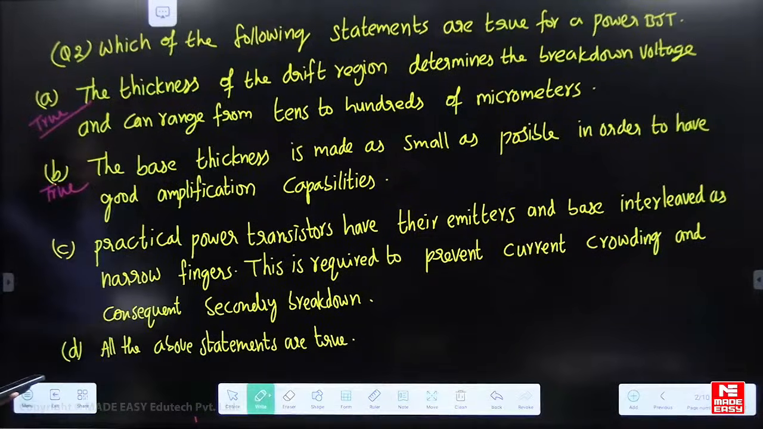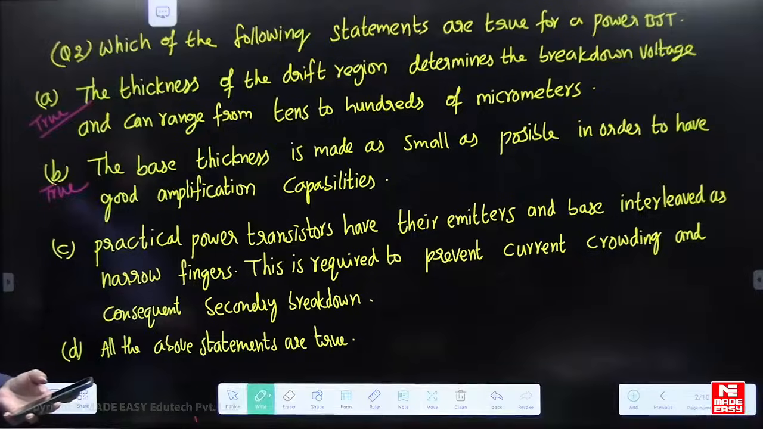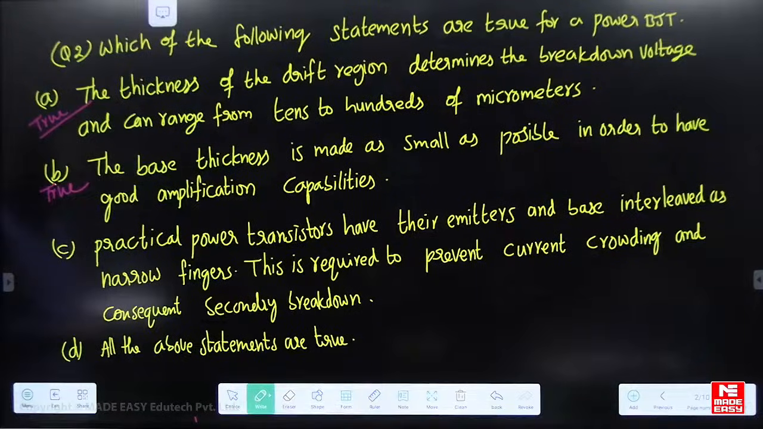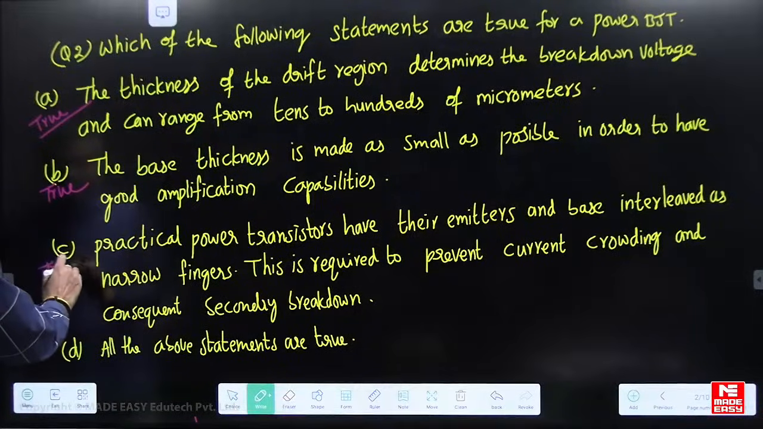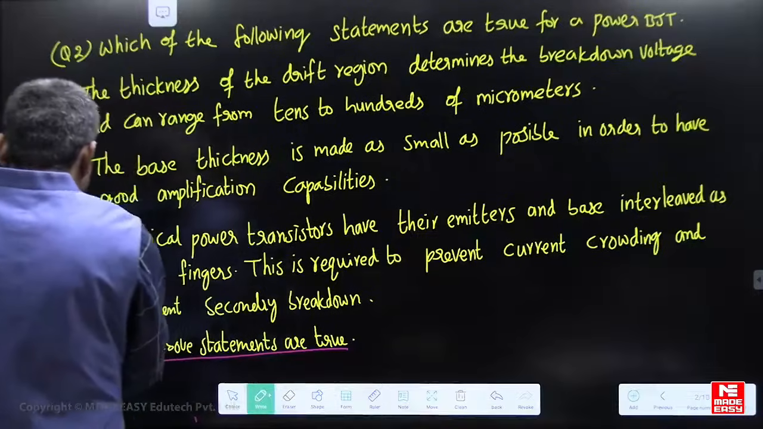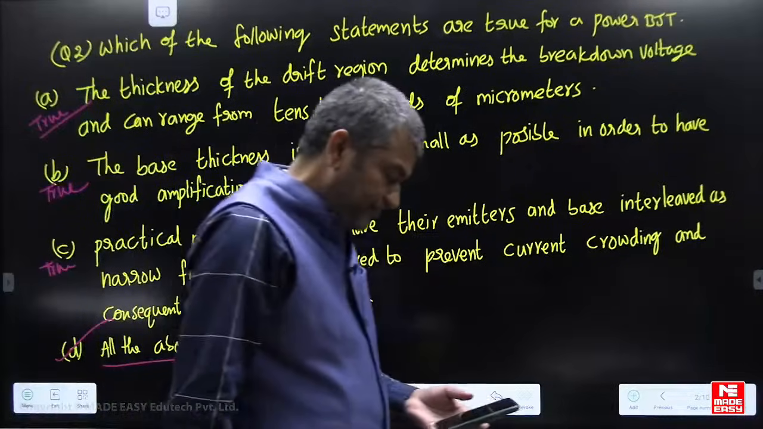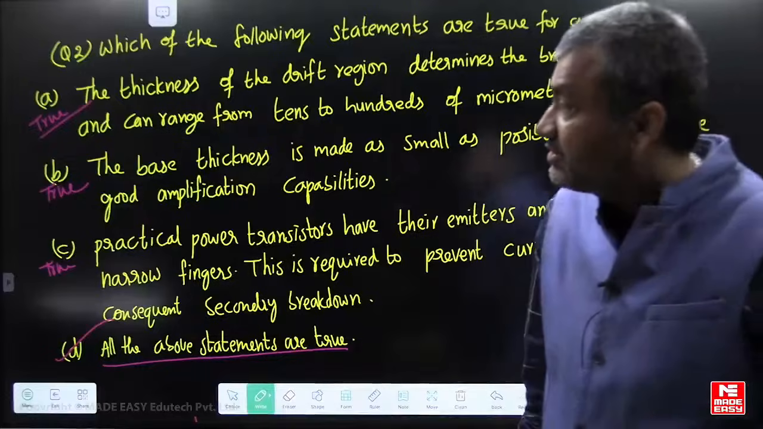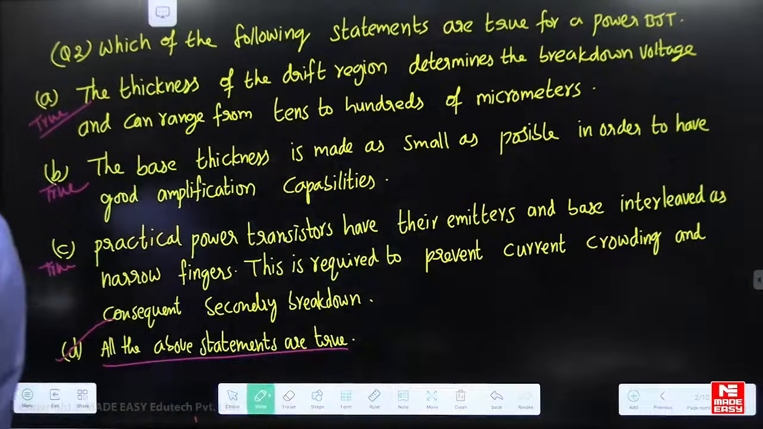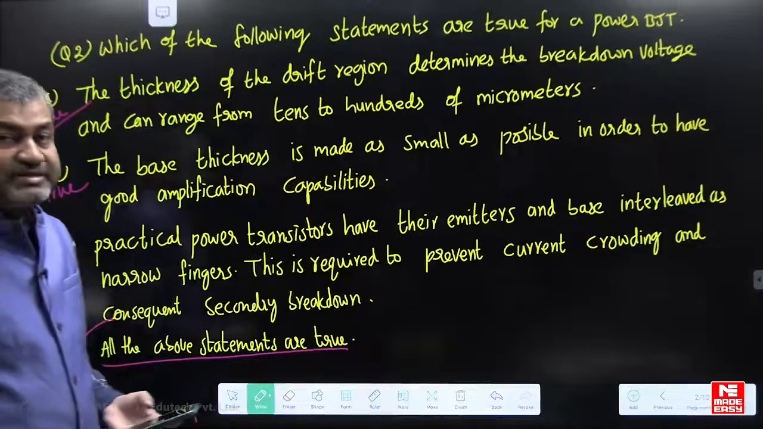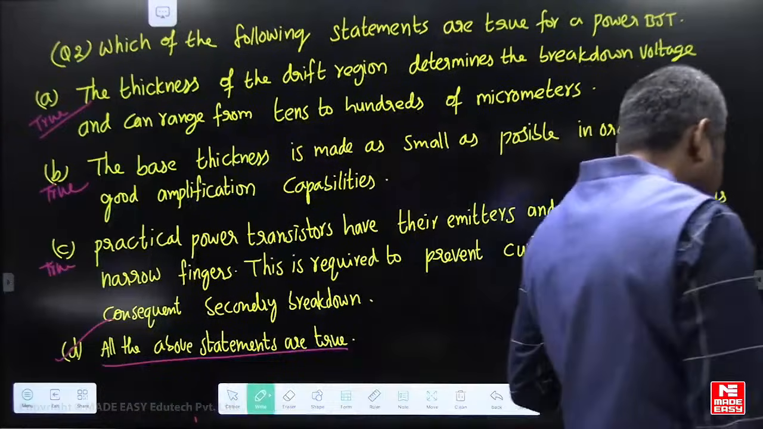Statement C: Practical power transistors have their emitters and base interleaved as narrow fingers, and this is required to prevent current crowding and consequent secondary breakdown. So this is also a true statement. That means all statements are true, so option D is the right answer. Right, students? I hope it is clear to you.